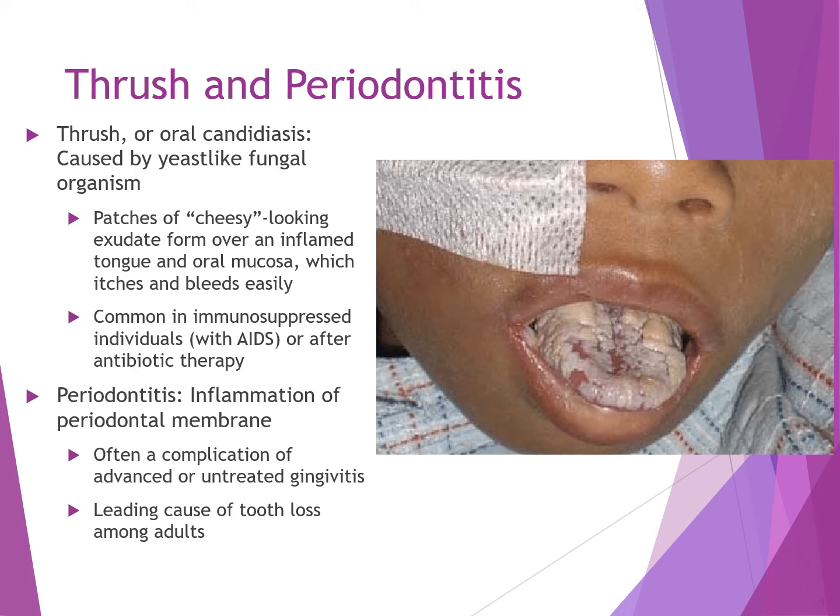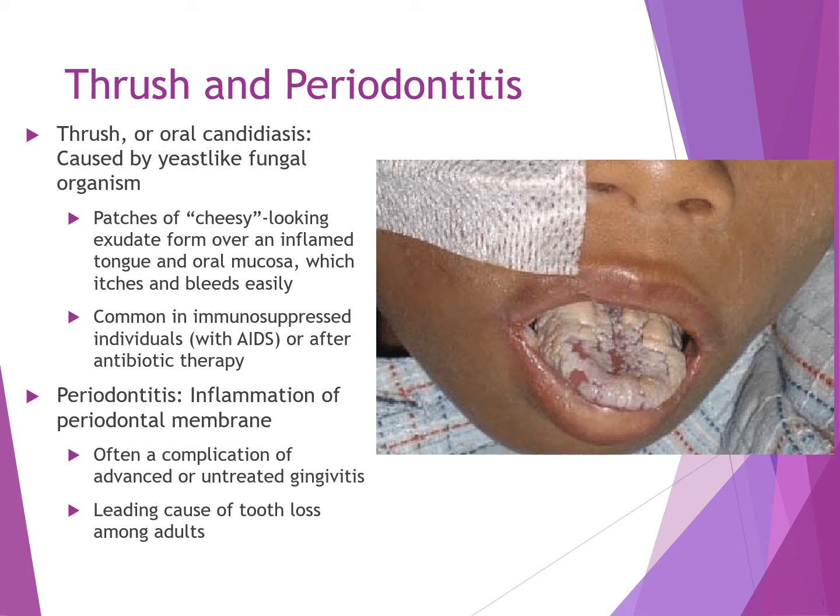Thrush is a result of a yeast-like fungus called Candida. And you can see in this image here, this white kind of cheesy colored patches on the tongue and in the mouth. This is how it presents itself. It likes to attach to the warm moistness of the inside of the mouth.